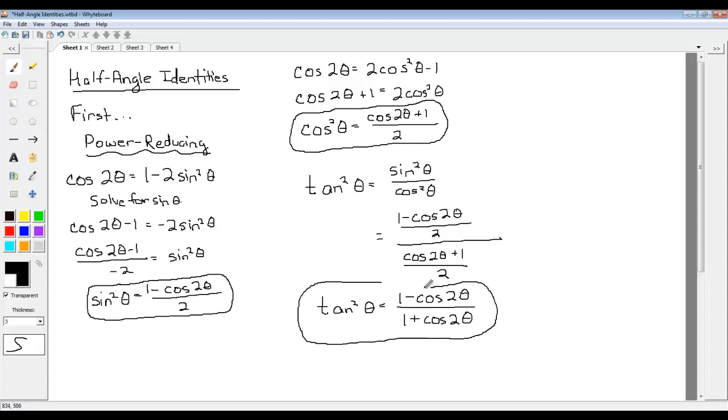So now we have all these formulas for sine squared, cosine squared, and tangent squared. And it actually gets everything down into plain old cosines of 2 thetas. They call these the power-reducing formulas. But we're going to use these power-reducing formulas to develop half-angle identities.